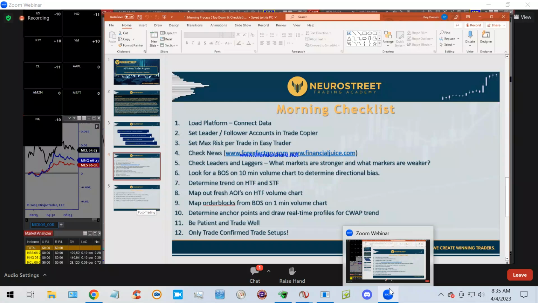We're going to determine the trend on the higher time frame and a smaller time frame. Map out fresh areas of interest on the higher time frame volume chart. Next, we'll map out the order blocks and the break of structure on the 1-minute volume chart. We'll determine our anchor points and draw the real-time profile for the CWAP trend trade. Be patient and trade well. We only want to trade confirmed setups.